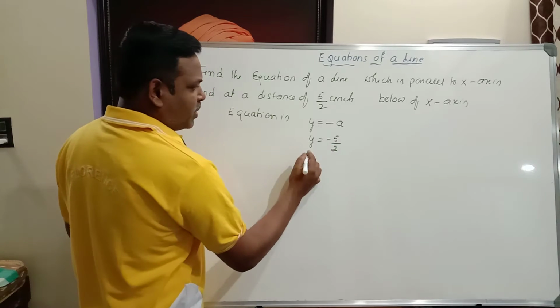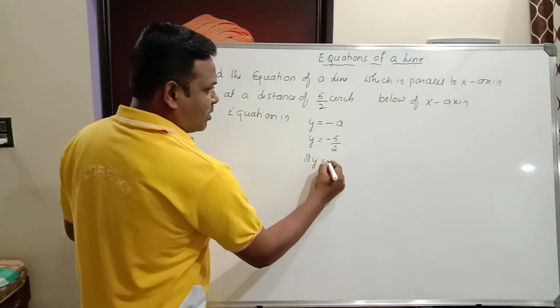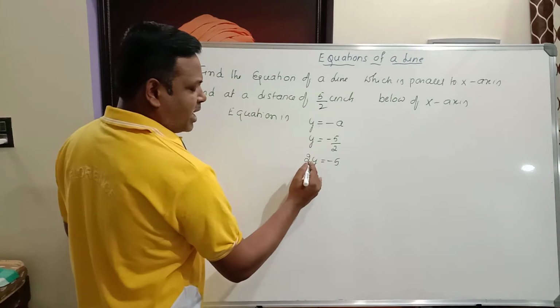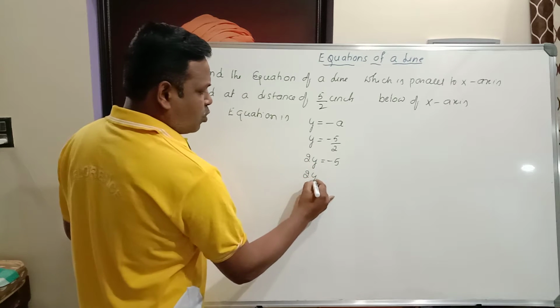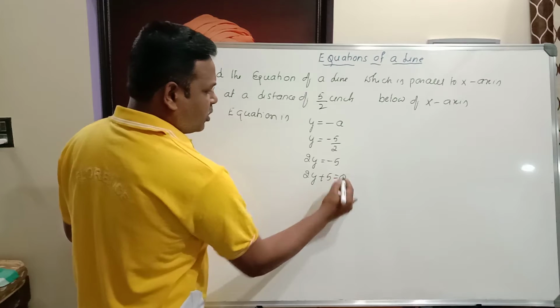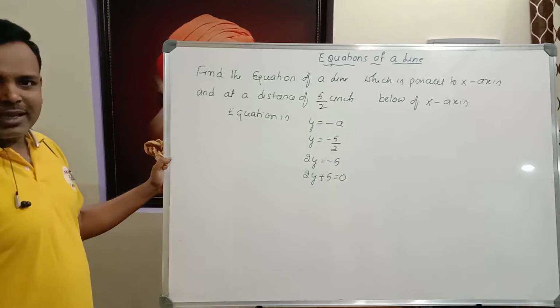We can cross multiply by 2. What happens here? 2y is equal to minus 5. Taking the minus 5 to the other side, it becomes plus 5. 2y plus 5 is equal to 0. You can understand, this is what I am saying.